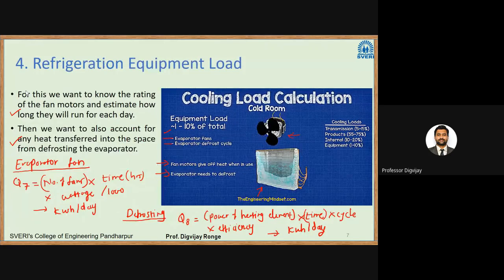Fourth was the refrigeration equipment load. That means if I'm using a refrigeration system, a fan will be used. There will be a fan coil unit inside the cold room, which will create the airflow patterns inside the cold room. That fan will have a motor. Obviously the motor will heat up and it will release some heat into the cold room.